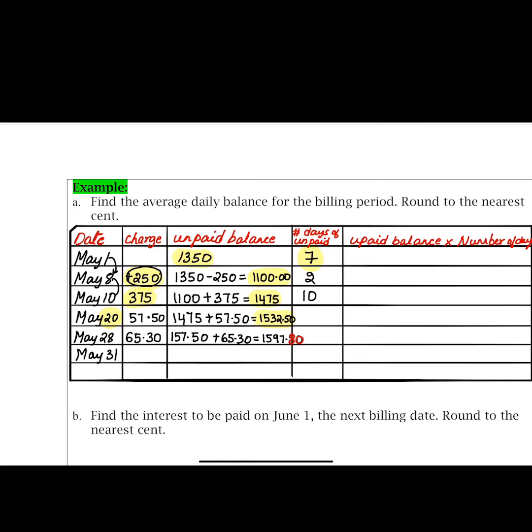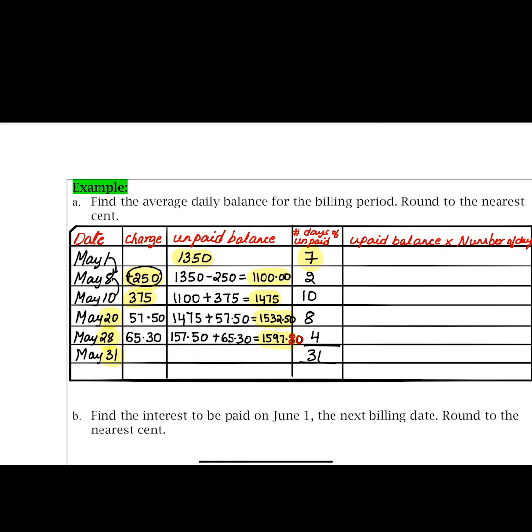$1,532.50, he has this balance for how long? Until May 28th, which is 8 days. And he has $1,597.80 for how long? Until May 31st, which is 4 days. Now, if you go ahead and add all of this, you should get the total number of days in your month. And if you don't, that means you missed something somewhere.